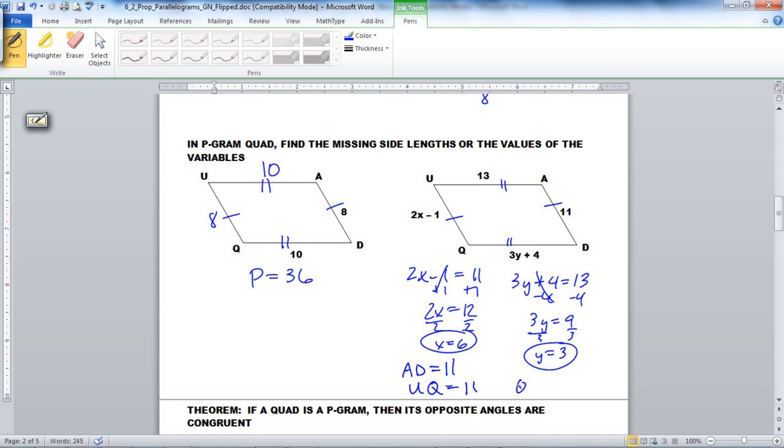Again, it might say, what is the length of QD? Where if we're paying attention, I know that if UA is 13, QD has to be 13. But I can also use the value of my variable, plug in 3. 3 times 3 is 9. 9 plus 4 is 13.